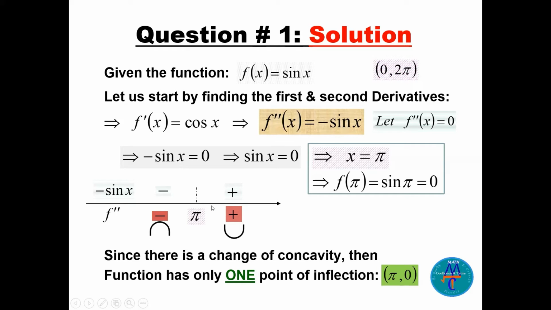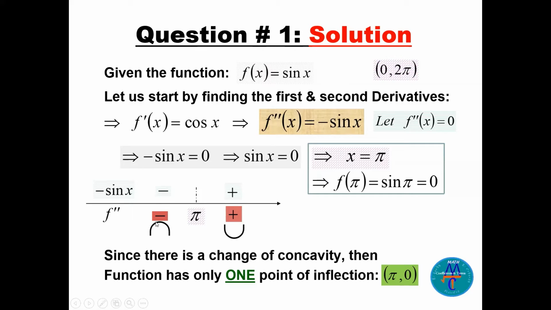Now we have to check the change in concavity. Minus sine of x, we check the sign of the second derivative. So pi here, before pi, we can take any number like pi over 2. So this will be negative. After pi, we take 3 pi over 2, it will be positive because this is minus sine of x.